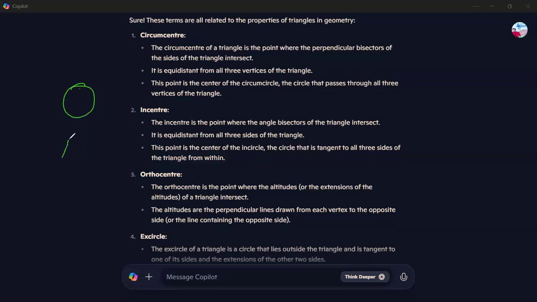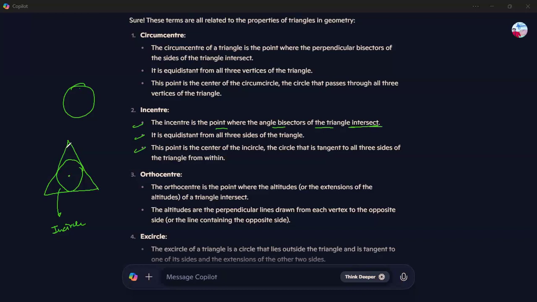So there's a triangle, and inside the triangle there exists a circle touching the sides of the triangle. This circle will be known as the incircle, and the center of this circle is known as the incenter. What is written here are the properties of this incenter. The incenter is the point where the angle bisectors of the triangle intersect.